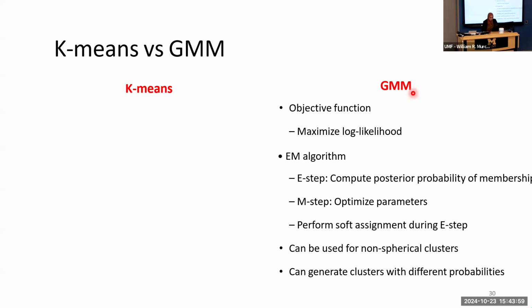This can be used for non-spherical clusters and can generate clusters with different probabilities. So it's a powerful algorithm. We see a use case or an application for object removal from a given picture, for example, removing outliers.